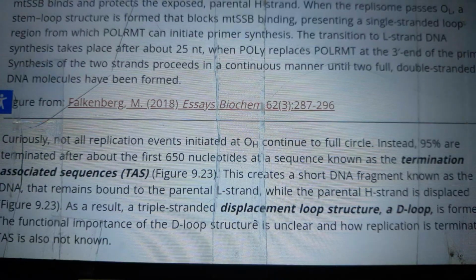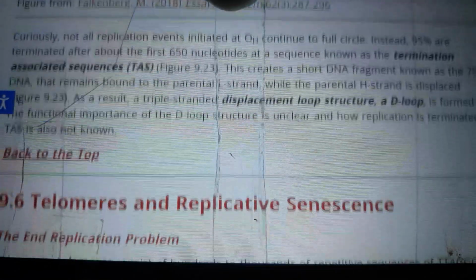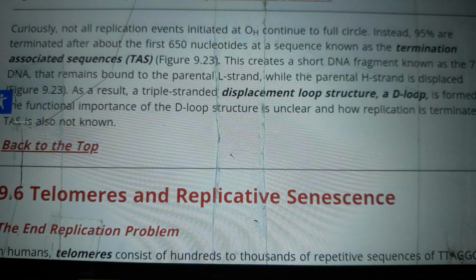The transition to L-strand DNA synthesis takes place after about 25 nucleotides, when POL-gamma replaces POLRMT at the 3' end of the primer. Synthesis of the two strands proceeds in a continuous manner until two full double-stranded DNA molecules have been formed. Curiously, not all replication events initiated at OH continue to full circle. Instead, 95% are terminated after about the first 650 nucleotides at a sequence known as the termination-associated sequences, or TAS.